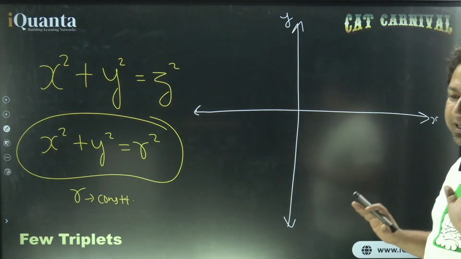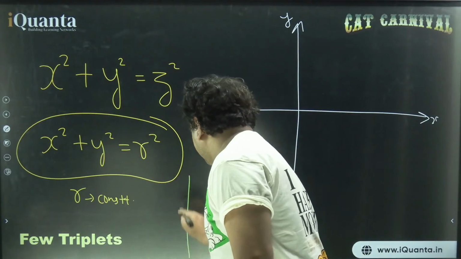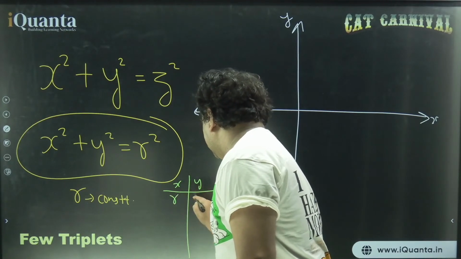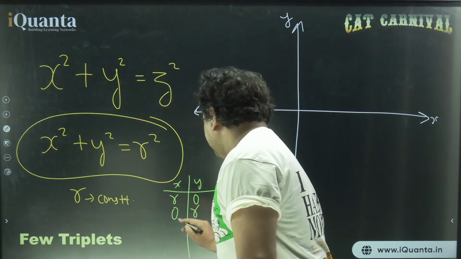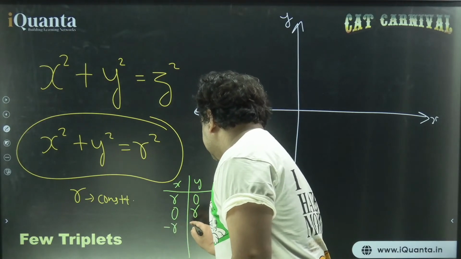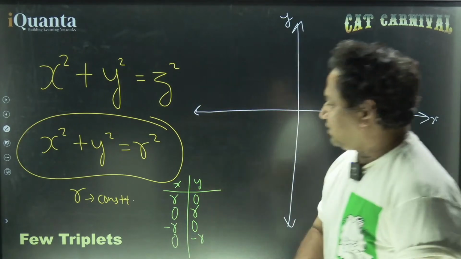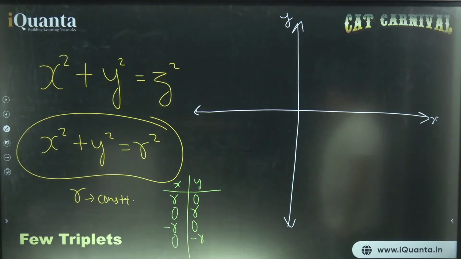So, मुझे बताओ क्या क्या possibility हो सकती है? If I put here, let me make a table, x and y का. If I put x as r, y will be 0. If I put x as 0, y will be r. If I put x as minus r, y will be 0. If I put x as 0, y can also be minus r. That makes sense? Yes or no? हो रहा है ना ऐसा? ये क्लियर है?